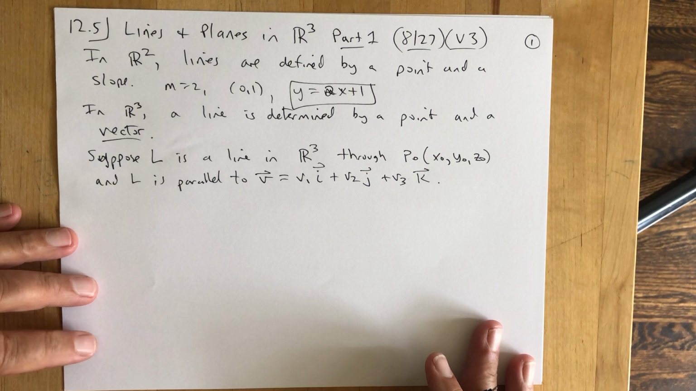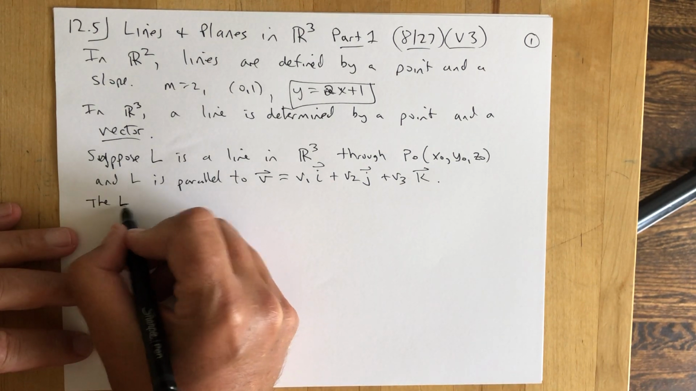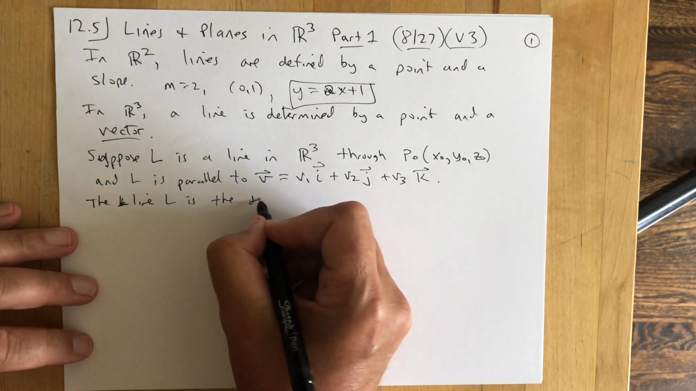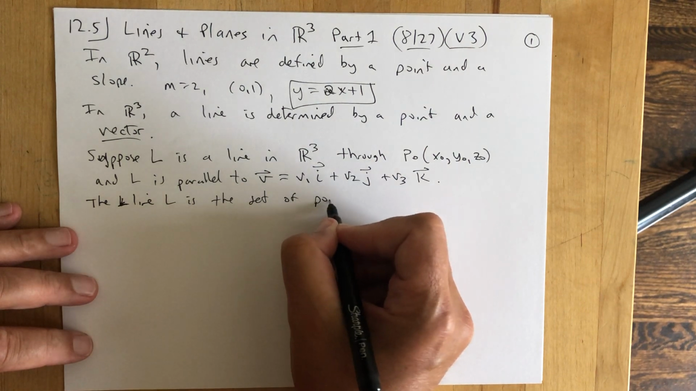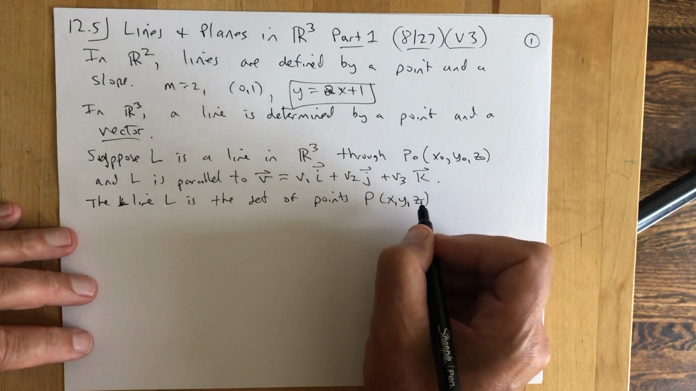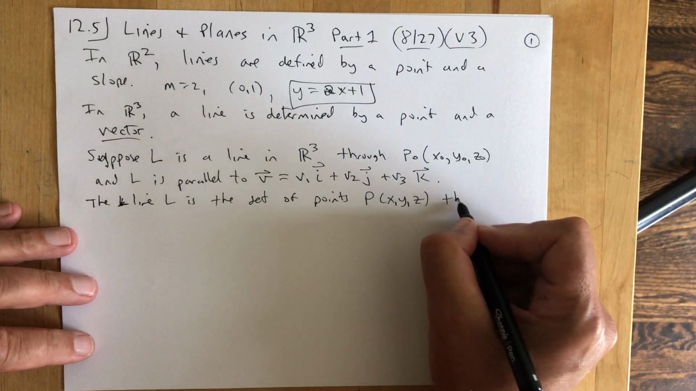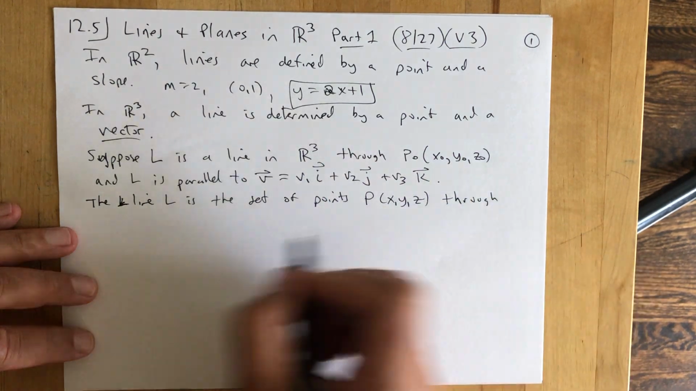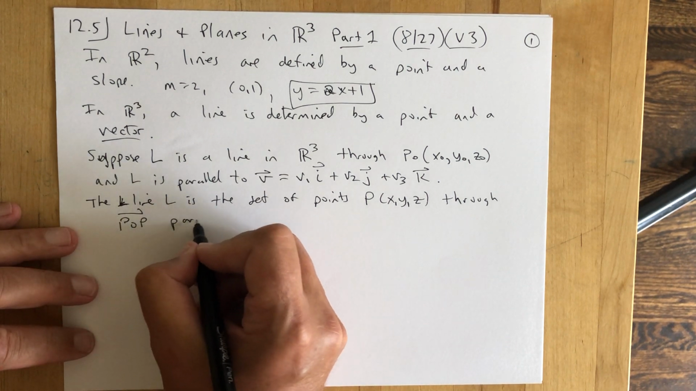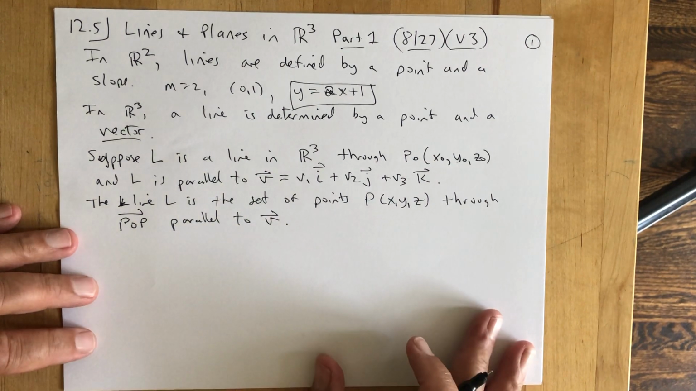Right? And so the line L is the set of points P, so they have coordinates x, y, z, through the vector P naught P, which is parallel to the given vector V, okay?